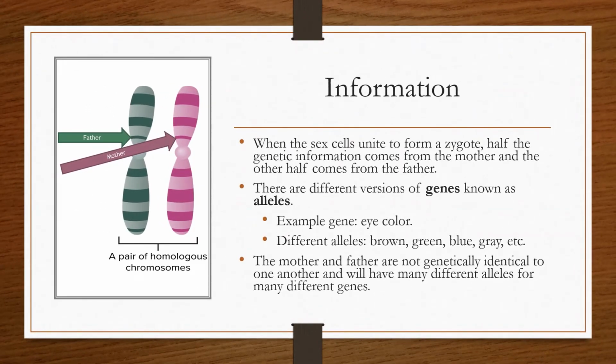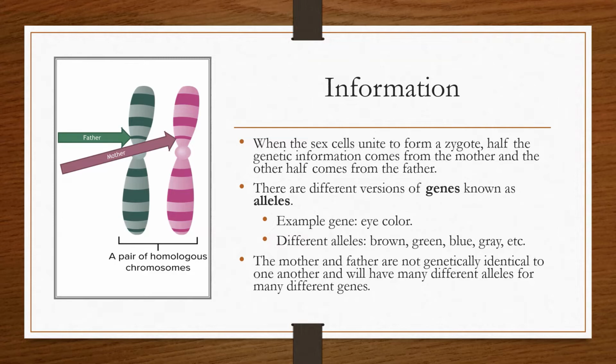So, some information. When the sex cells unite to form a zygote, half the genetic information comes from the mother and the other half comes from the father. So when the sperm and egg come together to make that full zygote amount, remember sex cells are half the amount, they come together to make the full amount. So inside all your cells, half your DNA is from your father and half is from the mother.